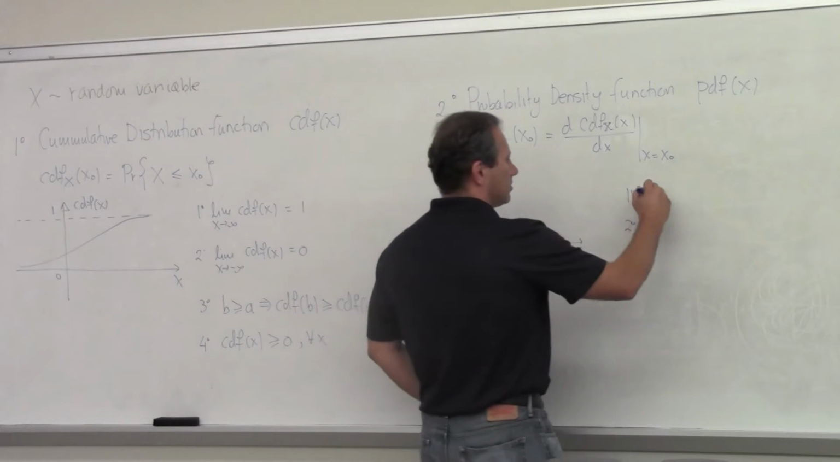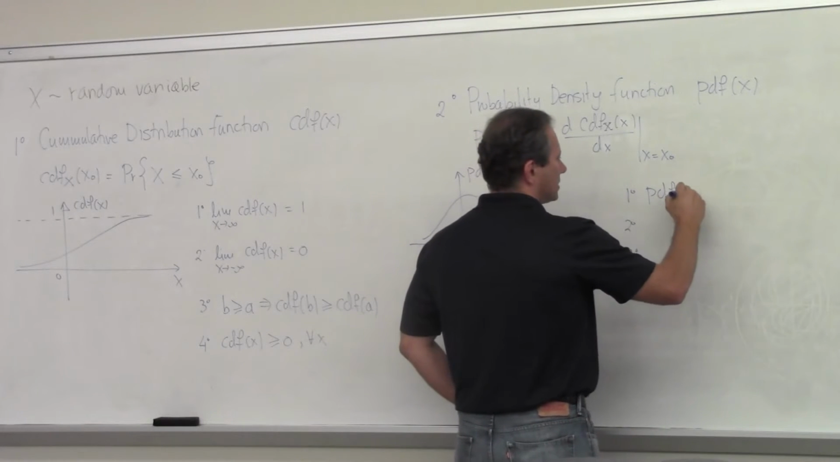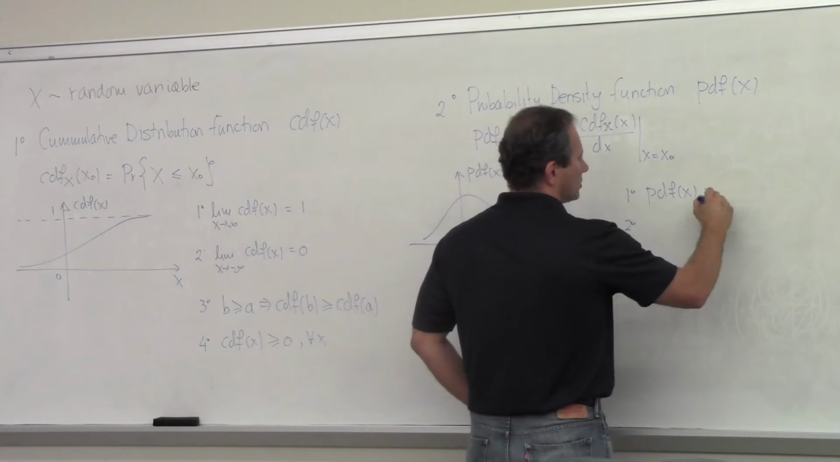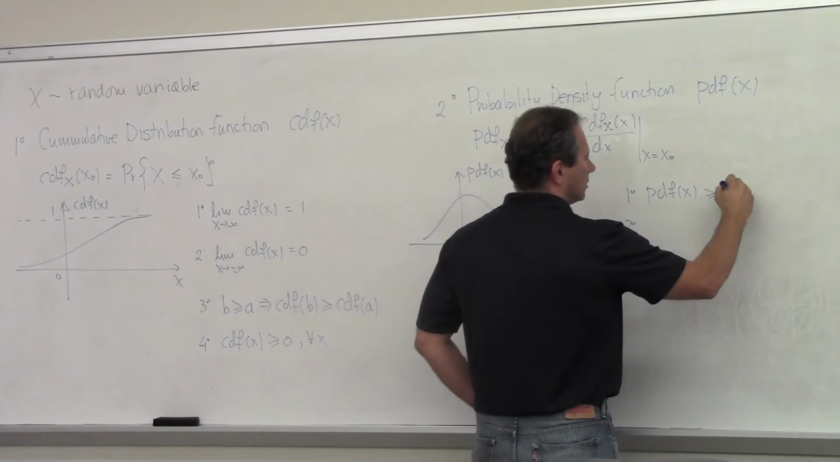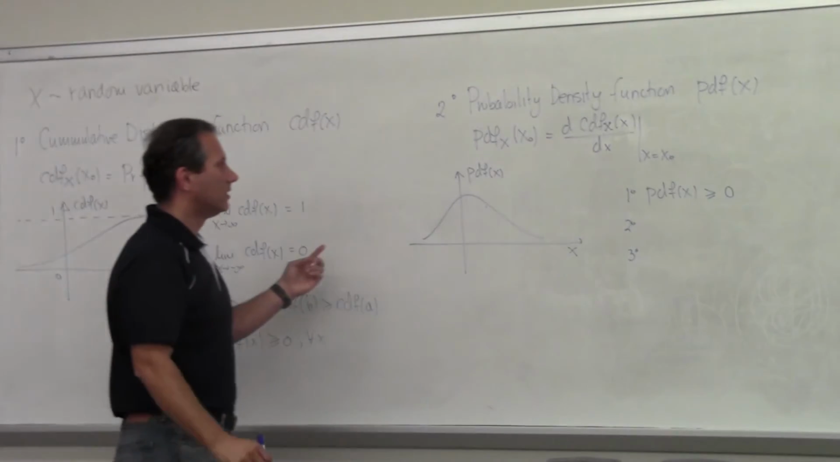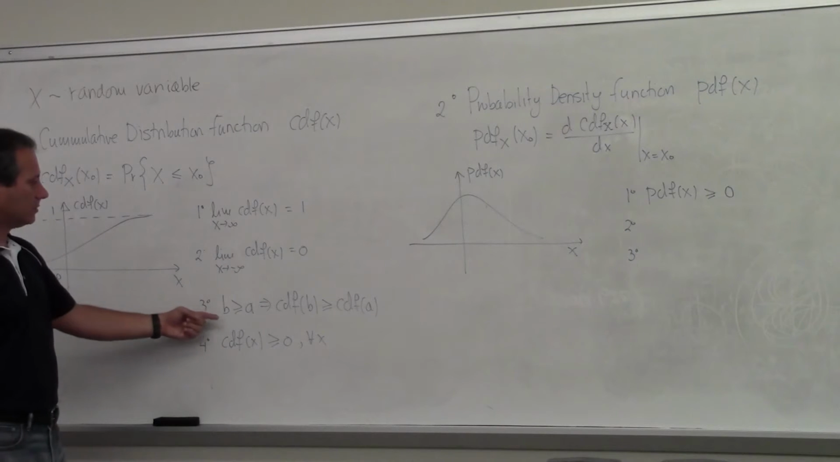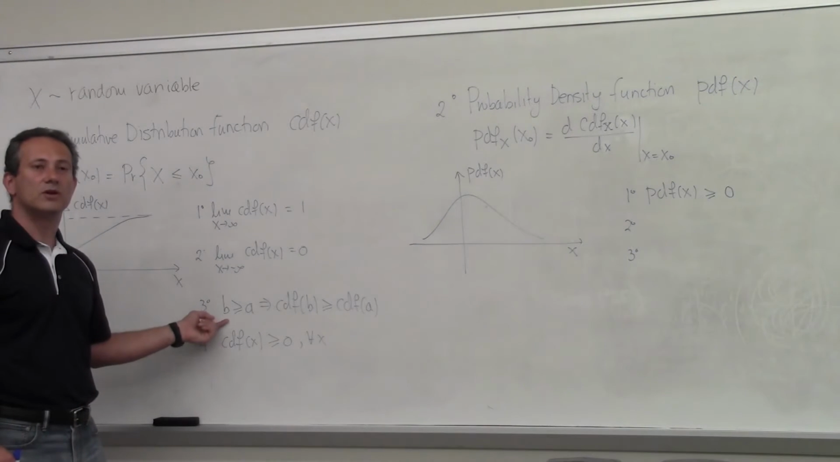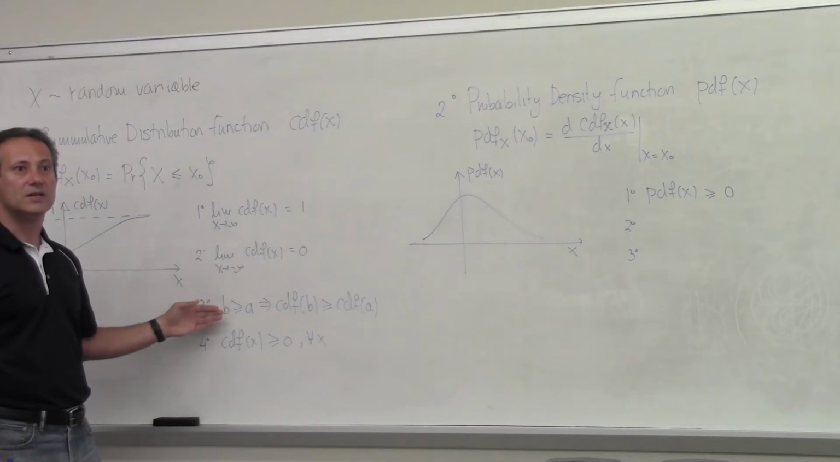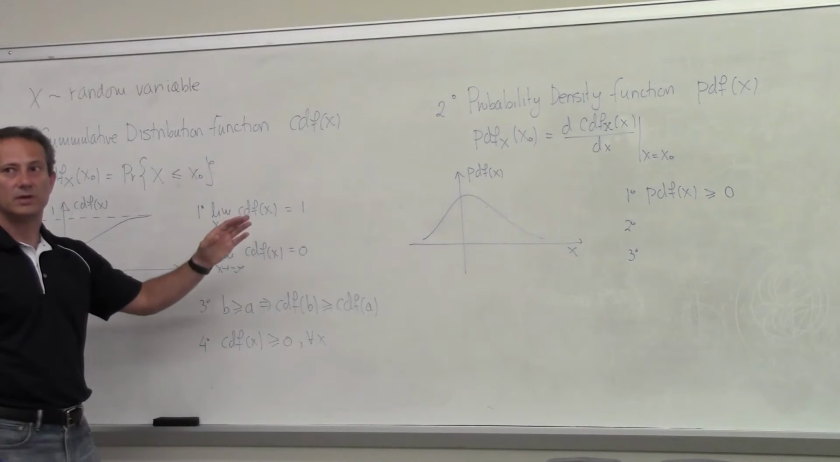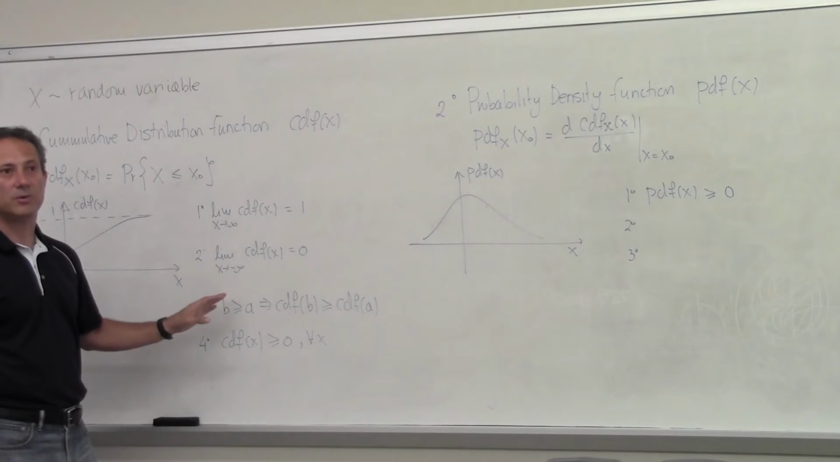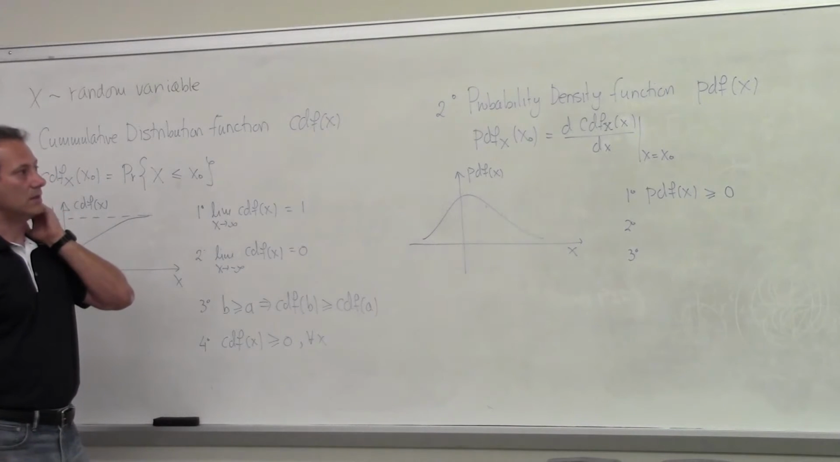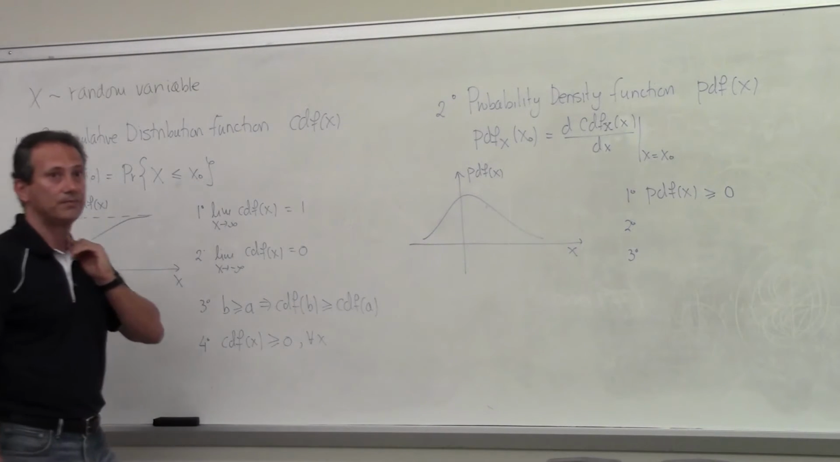PDF of x also has some properties. PDF of x is also greater or equal to 0. It has to be positive, and that comes from this property of the CDF, because the CDF is a monotonically non-decreasing function. It's always going up. Its derivative has to be either positive or as small as it needs to be, equal to 0.